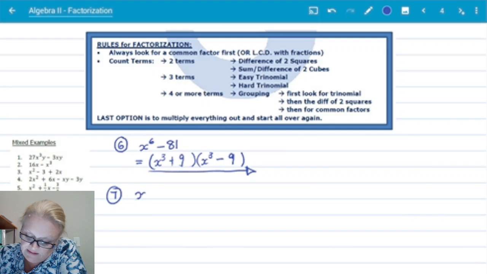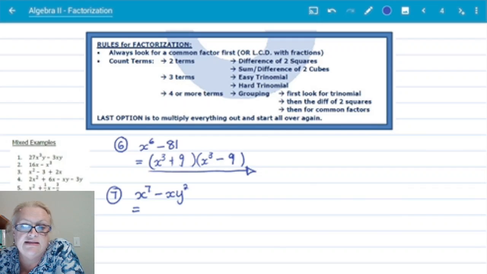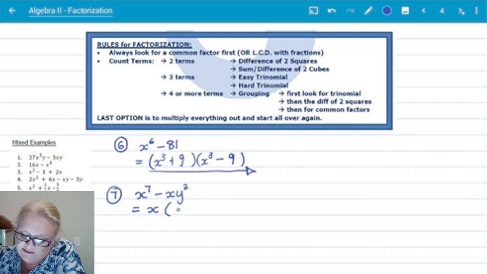Question 7. x to the power of 7 minus xy squared. First rule, common factor. Is there one? No. Sorry, did I say that? I wasn't concentrating. First rule, common factor. Is there one? Yes, x. Take it out. Leaves me with x to the 6 minus y squared.